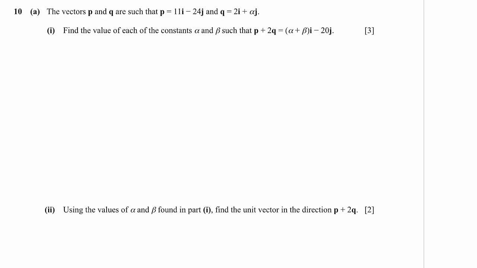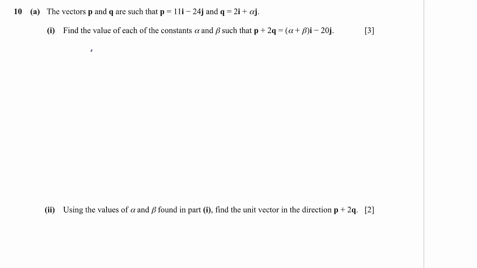The vectors p and q are such that p is 11i minus 24j and q is 2i plus alpha j. We want to find the value of each of the constants alpha and beta such that p plus 2q is alpha plus beta i minus 20j.